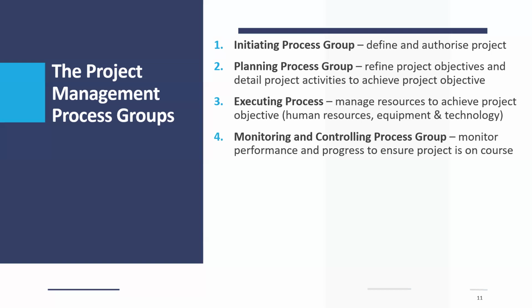Now, this process group happens across all the four other process groups. So we have the initiation, planning, execution, and soon we'll see closure. In all these process groups, there should always be monitoring and controlling. How do you monitor and control the initiation process group? Making sure that whatever you are initiating or whatever you are thinking about is possible.